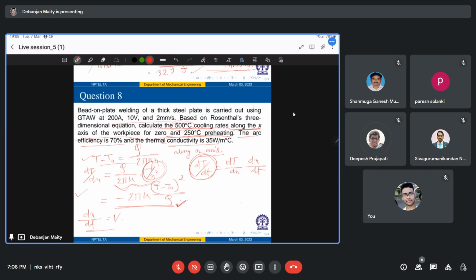Yes, sir. Great. So if this is your cooling rate, we know the dT/dx value from here. So your dT/dx value is minus 2 pi k (T minus T naught) whole square, divided by q into your velocity, right? So minus 2 pi k v (T minus T naught) whole square by q. This is my final expression.